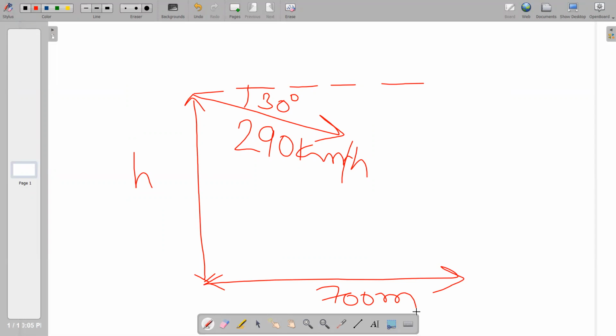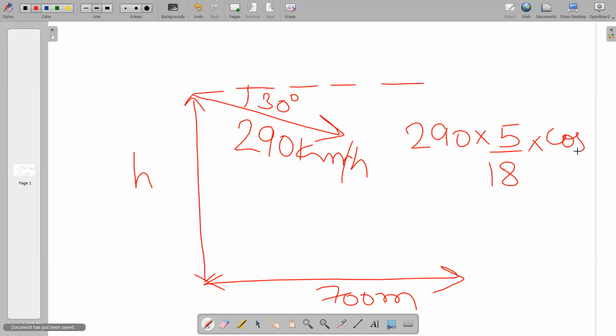So we'll have to find the horizontal component of the velocity, which is given by 290 into 5 by 18. I am multiplying it by 5 by 18 to convert it into meter per second. Cos 30°. Now this is the horizontal component of the velocity, which is directed along this line. Let t be the time after which it will strike the ground. So during this time t, it covers a distance of 700 meters.